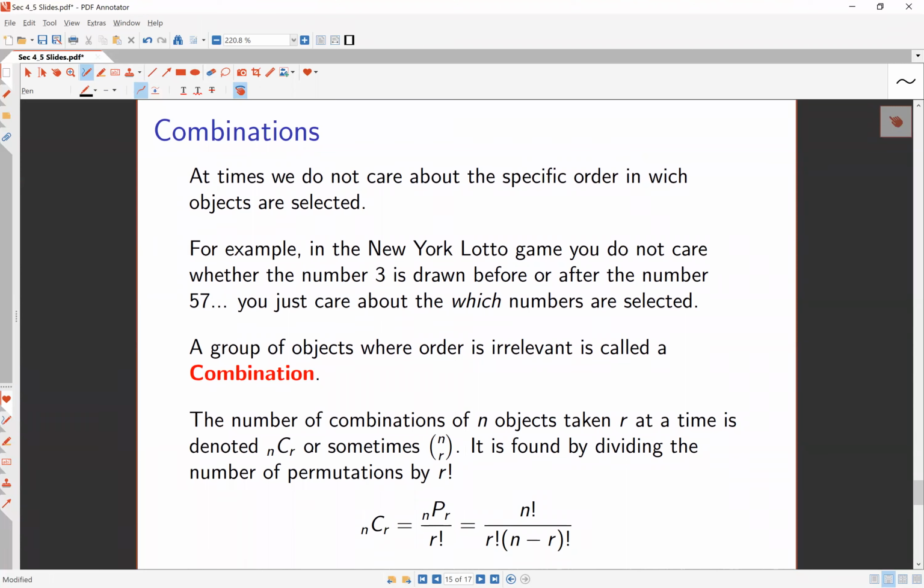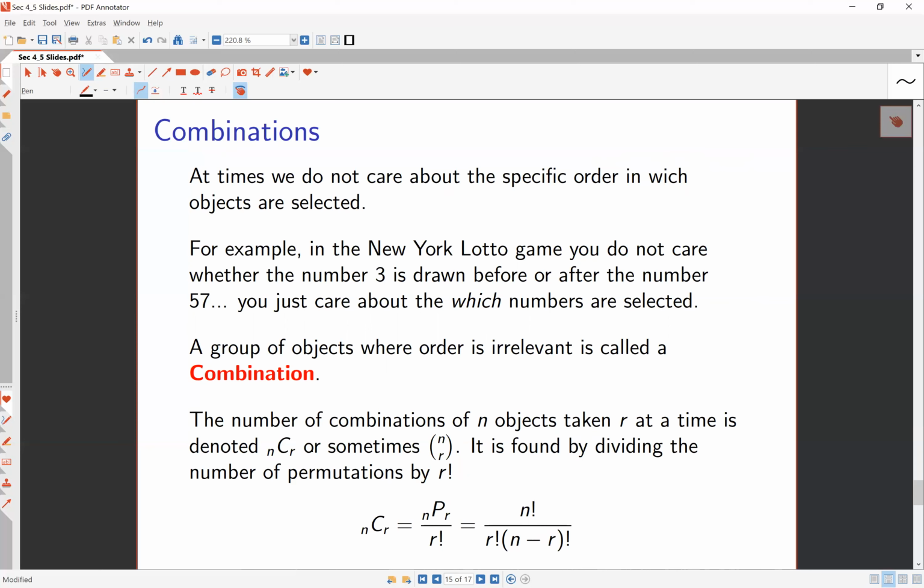There's one other counting technique that's important, and that is combinations. Sometimes we don't care about the order in which objects are selected. We only care about which objects are selected and in how many ways that could be done. And this is where the lottery is important. Ding, ding, ding, ding, if you are thinking about the project you're working on.